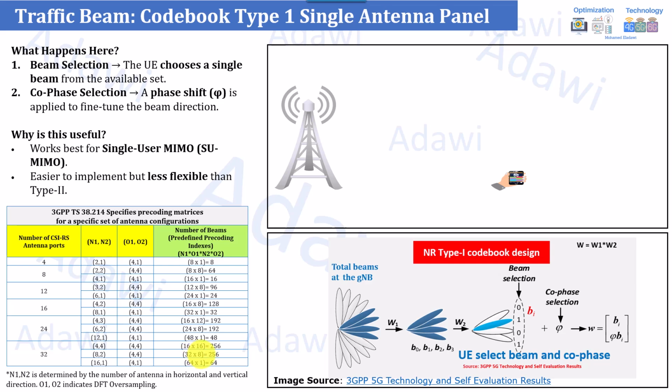So the user needs to select the best out of all these beams to tell the gNB: this is the best beam and this is my angle of arrival. I would like you to start transmitting my traffic beams toward this particular direction. So this is how this happens.